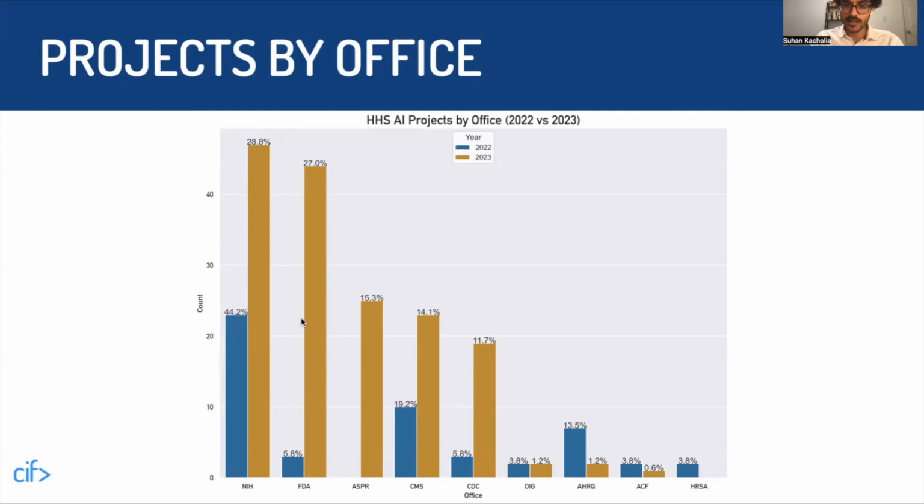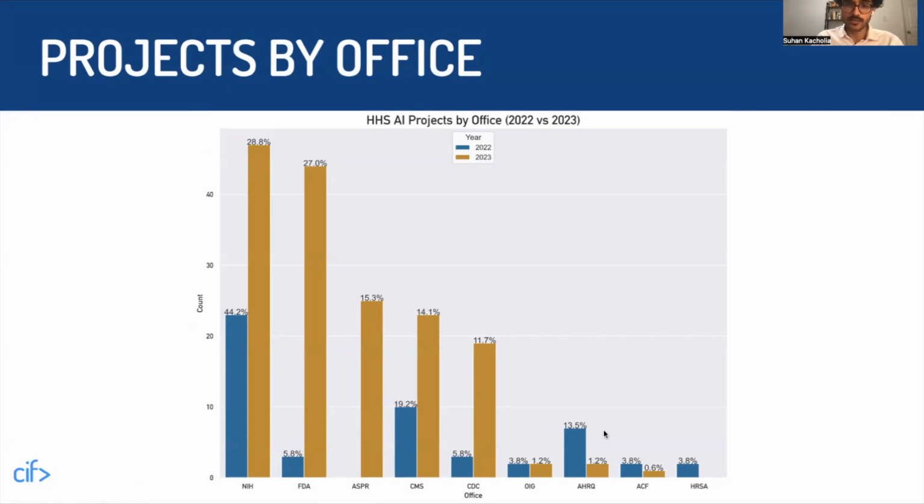That's because other agencies, for example, FDA and ASPR, had huge increases in their AI projects. FDA went from only having around 6% of the total projects last year to around 30%. And ASPR went from none reported last year to almost the third most number of projects.